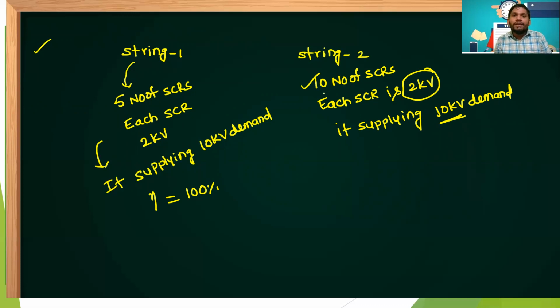2 kV each, and there are 10 SCRs, so 10 into 2 means it must actually supply 20 kV, then only it is 100% utilization. But it's supplying only 10 kV demand. That means this string is utilized only 50%. Whose string efficiency is 50%. But here string efficiency is 100%. That's why the string 1 efficiency is greater than the string 2 efficiency.